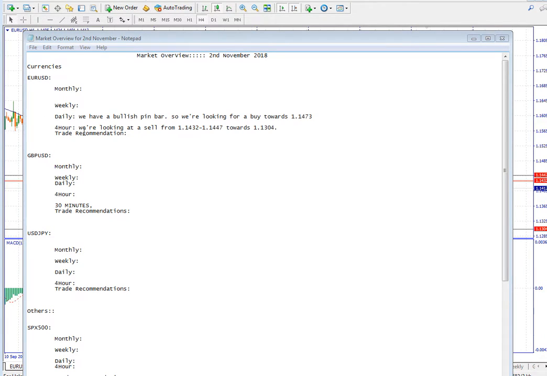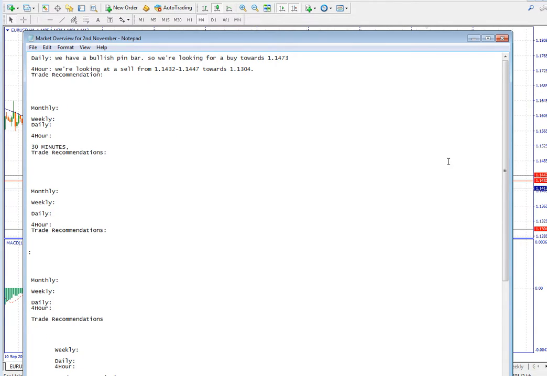So on the 4-hour chart we are looking for a sell from this zone towards 1.1304, and therefore we recommend that recommendation.